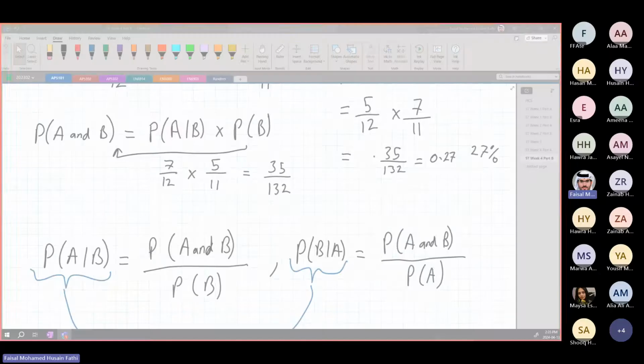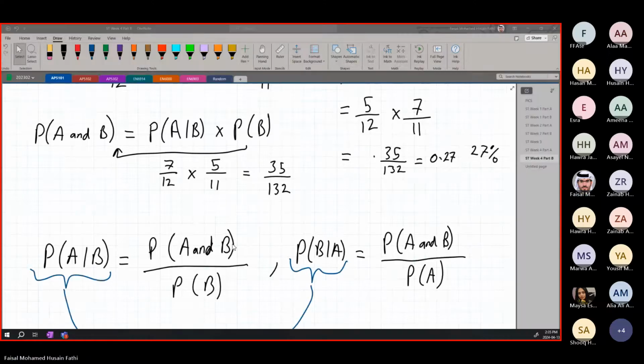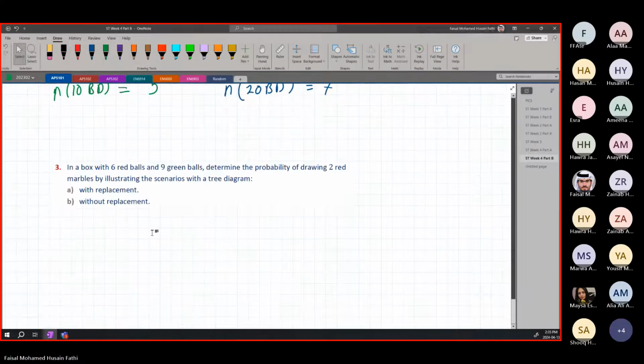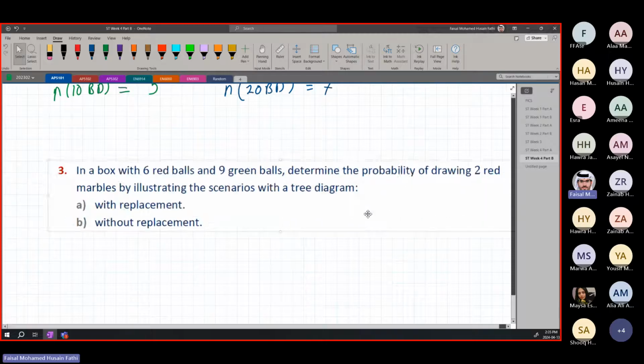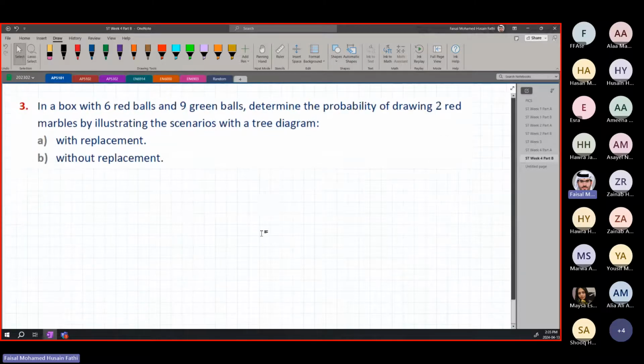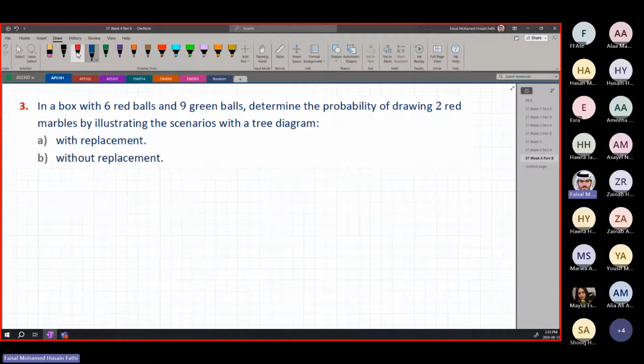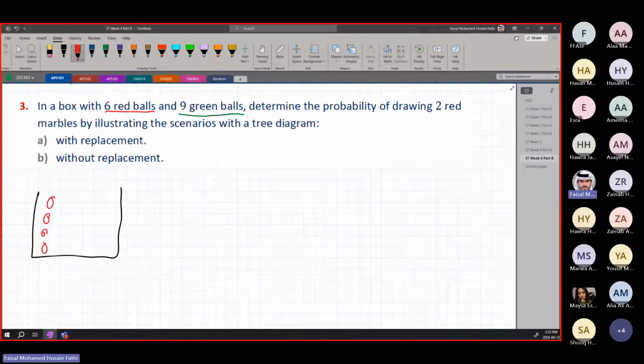Let us use the example of marbles again, or balls. Let's do this question. And I'll explain the entire concept again, step by step. In a box with 6 red balls and 9 green balls. So we know that we have a box. We have 1, 2, 3, 4, 5, 6 red balls. And then we have 1, 2, 3, 4, 5, 6, 7, 8, 9 green balls. Okay?